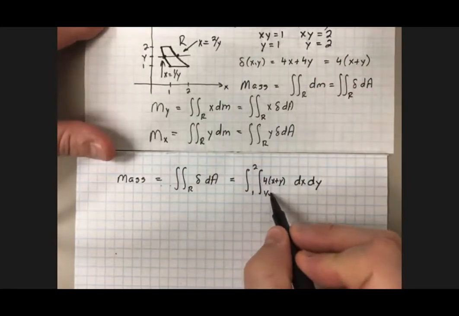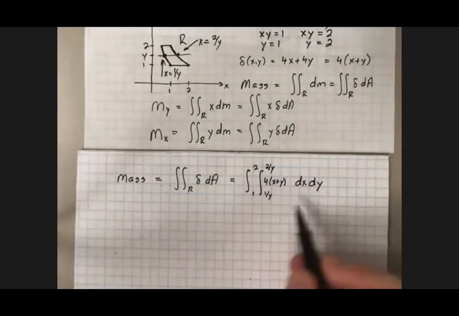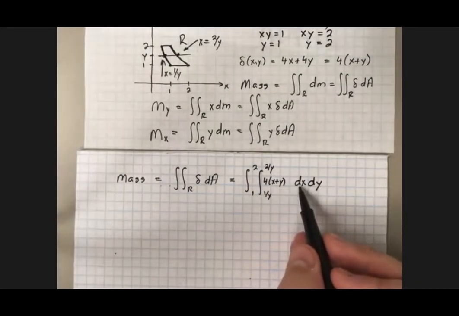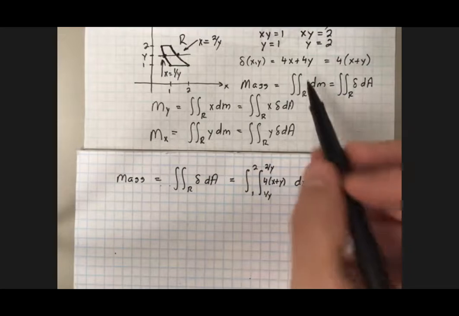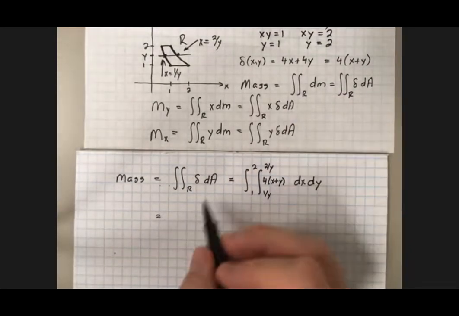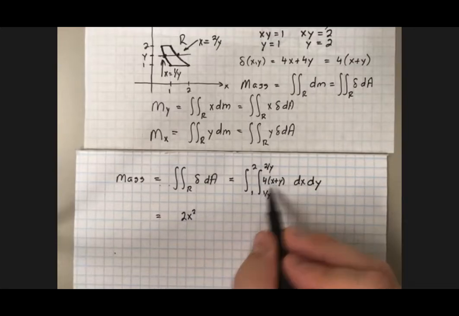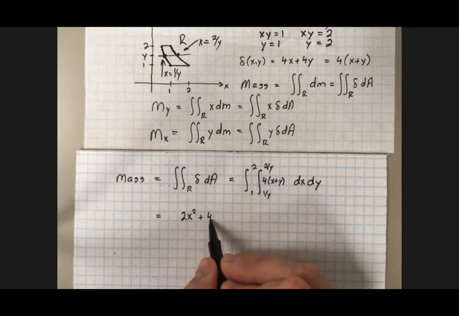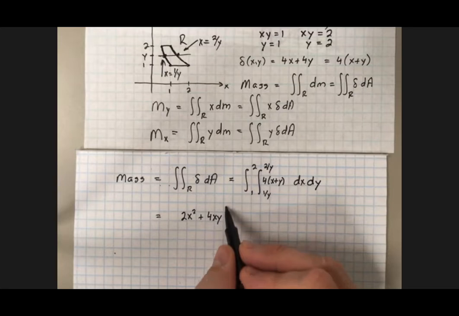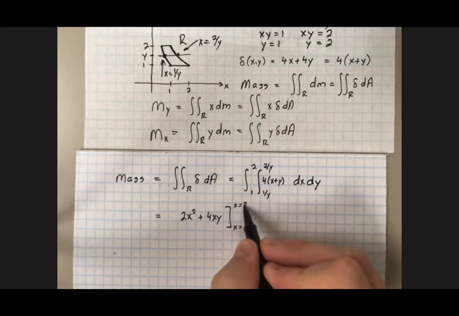I don't know, maybe it will bother me that I'm using reciprocals here. But let's find out. I'm going to integrate first with respect to x. Maybe I should have left it in the 4x plus 4y format, but there's no harm in switching back. So I got my x squared times 2, which when I differentiate gives me 4x, and then I have my 4xy, which when I differentiate with respect to x gives 4y. And I'm going to do this from x equals 1 over y to x equals 2 over y.